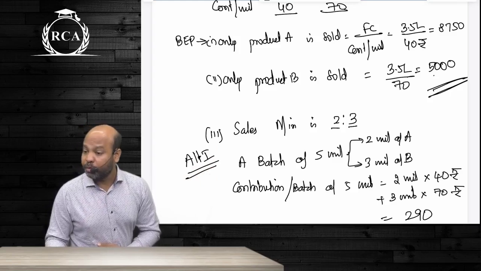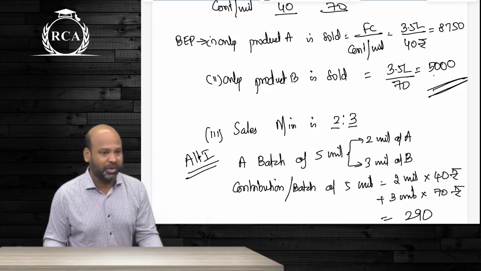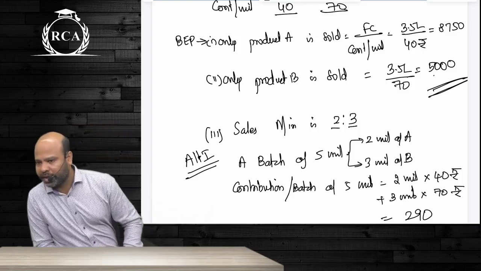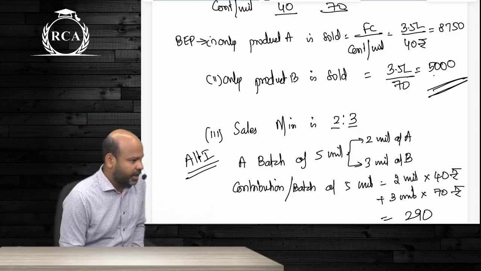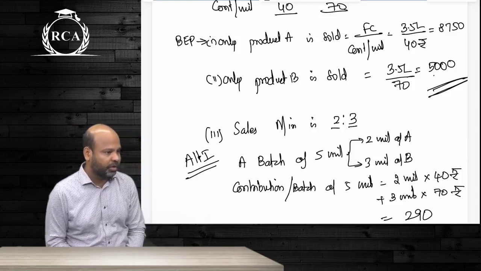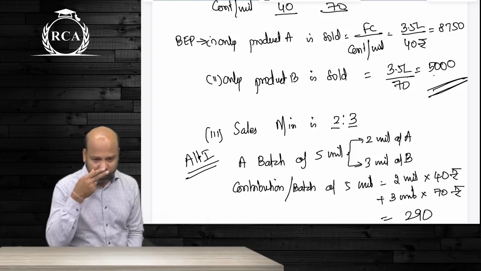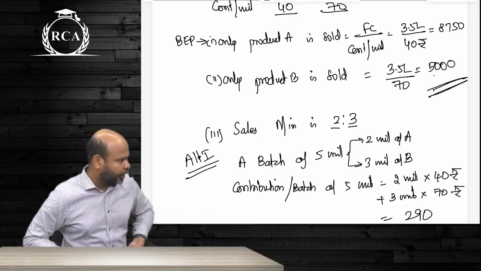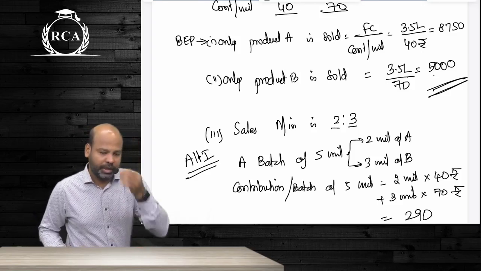Alternatively, you can also compute weighted average contribution per unit. If you're computing weighted average contribution per unit, you will directly write fixed cost divided by weighted average contribution. Remember, in this case, you're getting the answer directly in units. Once you get the answer in units, you will have to divide in the ratio of 2:3:3 in order to get your individual sales. Any doubt in this part?